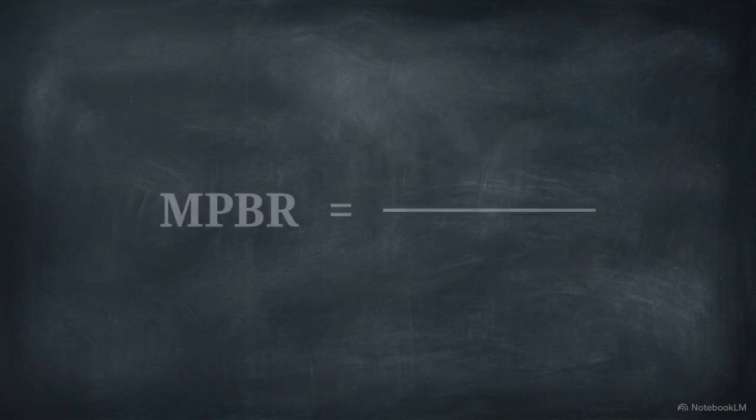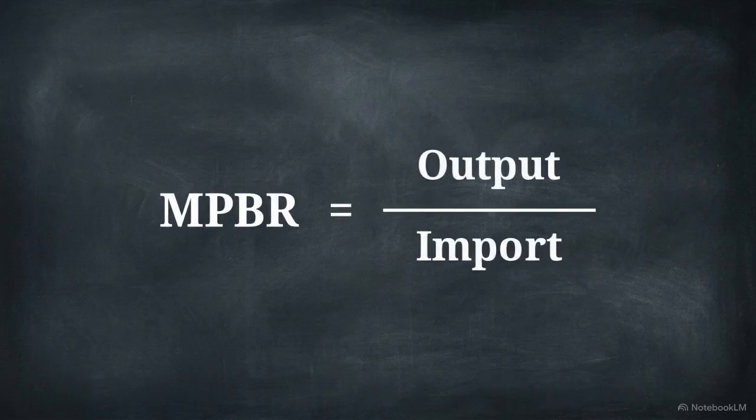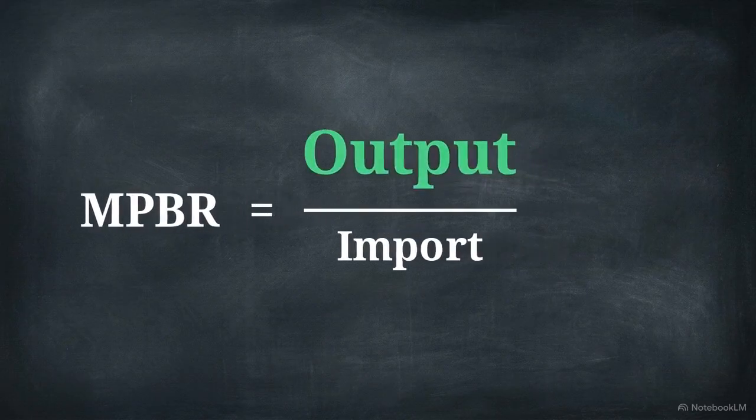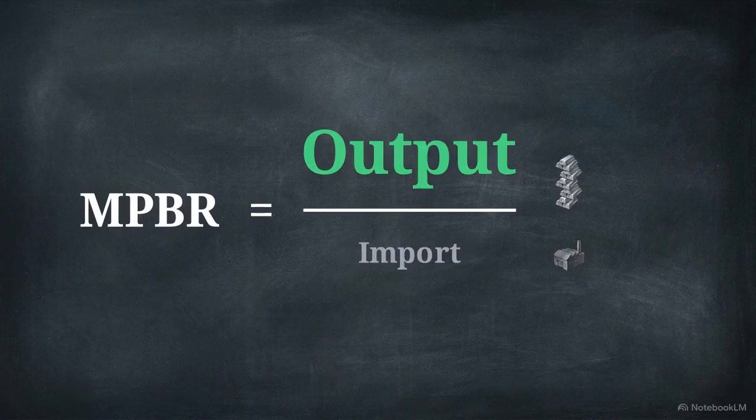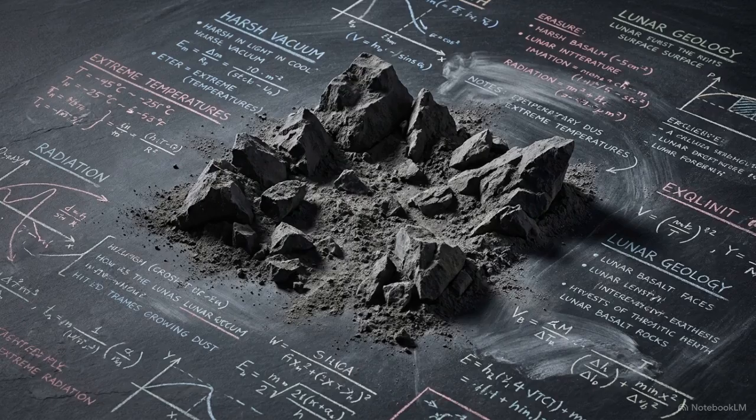This equation defines the mass payback ratio, dividing the mass returned to orbit by the mass of the hardware imported from Earth. To yield a net energy gain, the imported extraction facility must be a strict fraction of the total usable mass it produces. Achieving that ratio is constrained by the lunar environment.